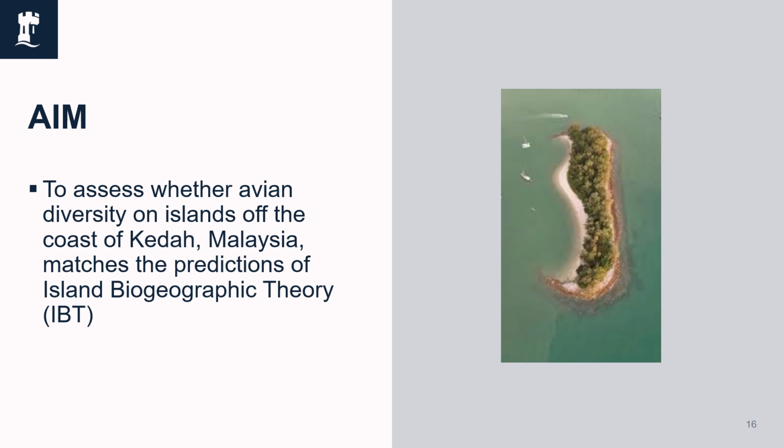We might have a research project that aims to test some of the predictions that come out of island biogeographic theory. So, for example, we might have an aim which is to assess whether avian bird diversity on the islands off the coast of Kedah, which is in northern peninsular Malaysia, whether those patterns of diversity match the predictions of island biogeographic theory. So here we have an aim which is explicitly about testing some predictions that come from theory.